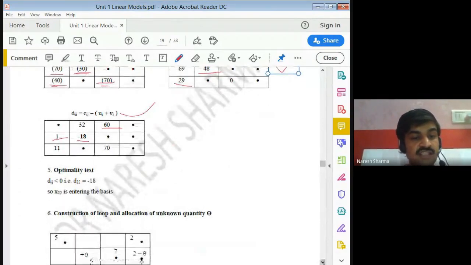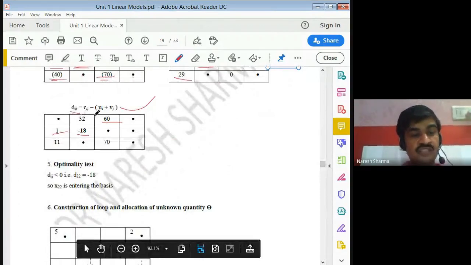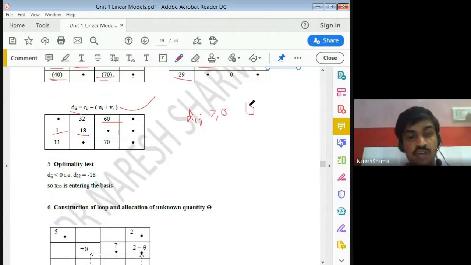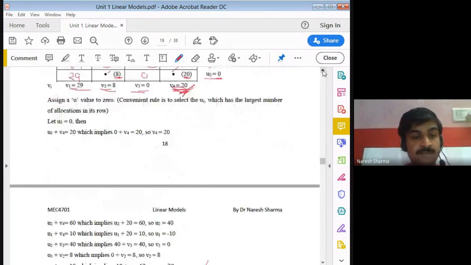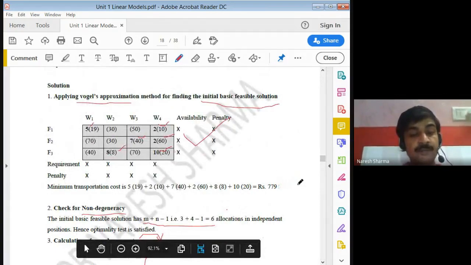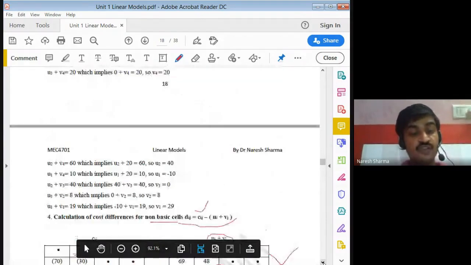So if you see in this dij, if all values are greater than or equal to 0, suppose it's not here in our example, but if all these values in the table are greater than or equal to 0, then we say the solution is optimal. Which solution? The solution which we calculated by Vogel's approximation. This solution is optimal if dij are greater than or equal to 0. And the remaining calculations are just to check whether the solution is optimal or not.